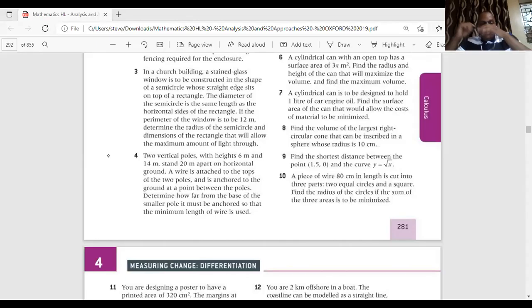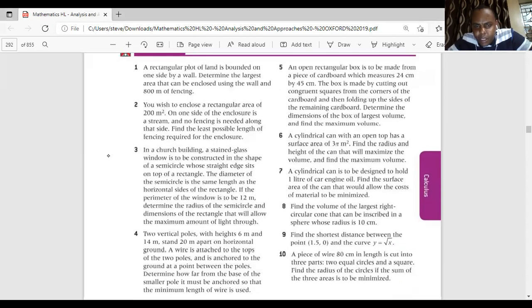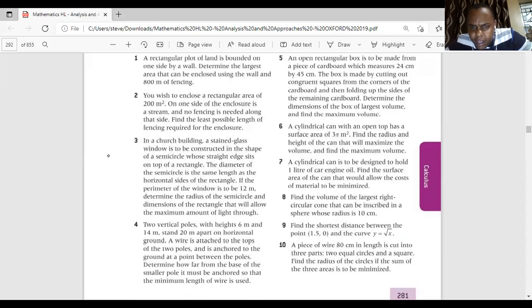Okay, so we go back. So we are looking at question 4, right? Question 6. Question 6. A cylinder can, with an open top. Oh, I was reading can like able to, but it's a can. Okay, so a cylindrical can with an open top has a surface area of 3 pi meters squared. Find the radius and the height of the can that will maximize the volume and find the maximum volume.